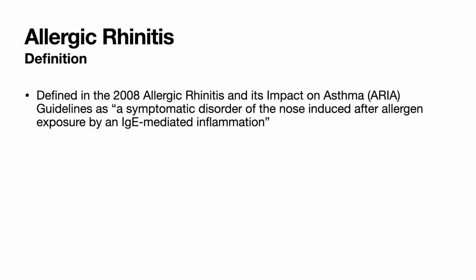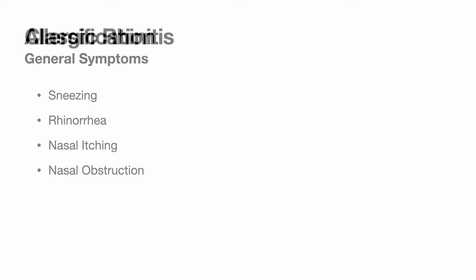In this video, we're going to talk about allergic rhinitis. Let's start off by defining allergic rhinitis. Allergic rhinitis has been defined as a symptomatic disorder of the nose induced after allergen exposure by an IgE-mediated inflammation. This inflammation in the nasal mucosa commonly causes sneezing, rhinorrhea, nasal itching, and nasal obstruction.